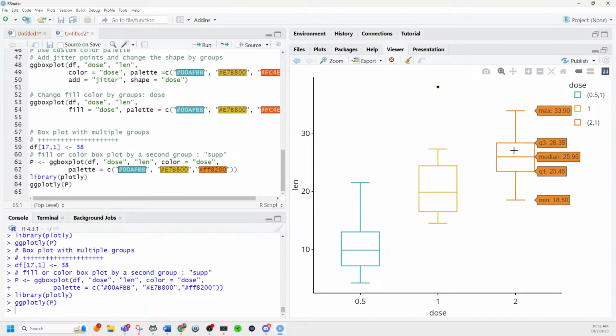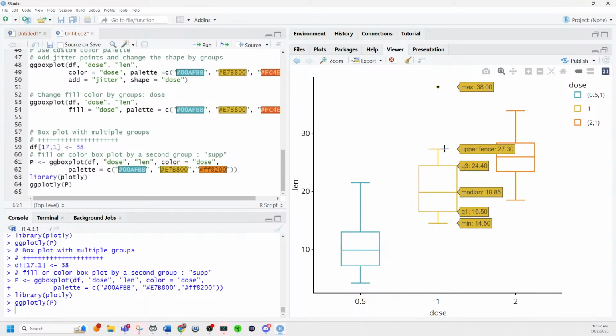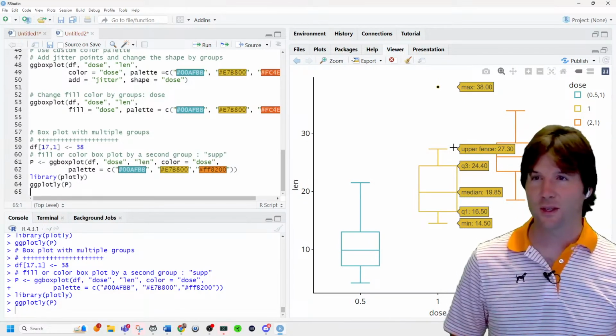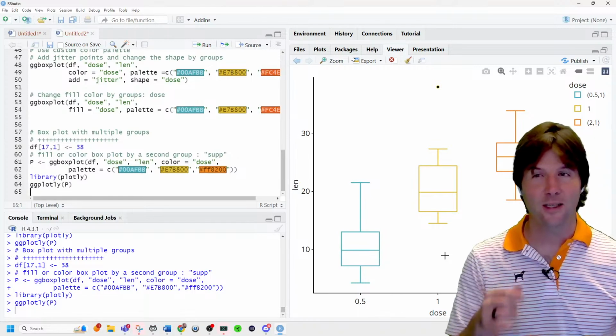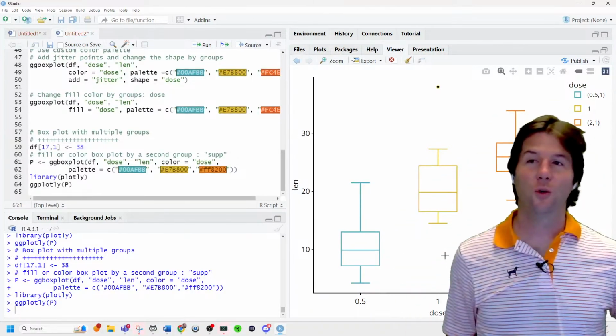It says upper fence right there, and I don't like that. That is the upper whisker. Ignore that it says upper fence. I don't really love that, so maybe I won't hover over that, because with ggplotly you have to update what that says.